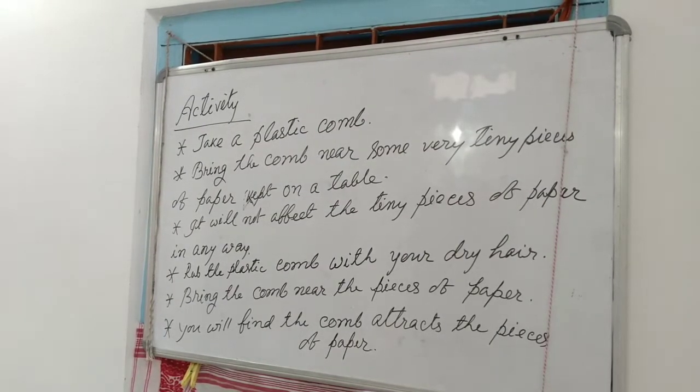Take a plastic comb. Bring the comb near some very tiny pieces of paper kept on a table. It will not affect the tiny pieces of paper in any way. You will notice no attraction towards the pieces of paper by the comb.